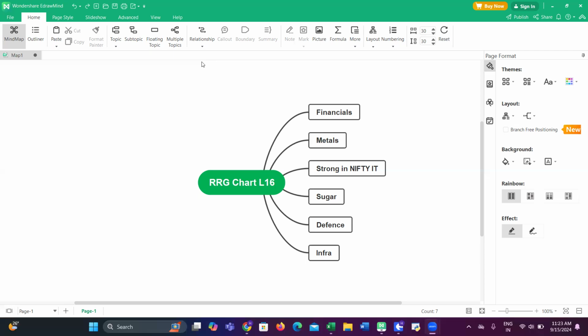One quick disclaimer, anything that we discuss in this video is not a buy and sell recommendation. It's to understand how the rotation works on the RRG chart and to understand which sector or the particular stocks within the sector are in which quadrant, right? So that's something that we're going to learn in this video, not a buy and sell recommendation, folks. So let's get into the financials first.